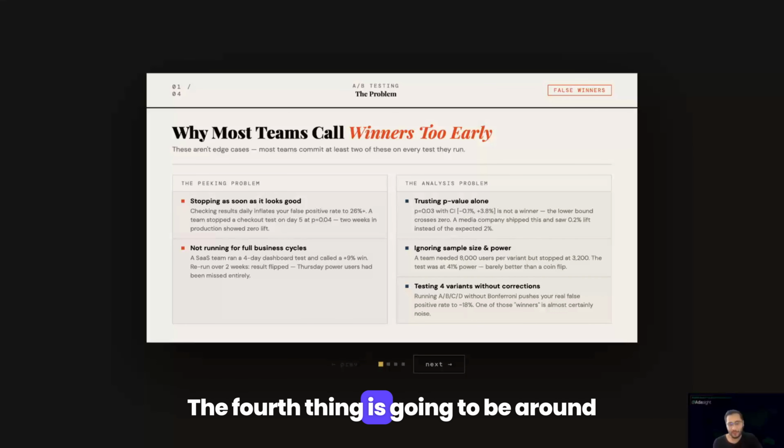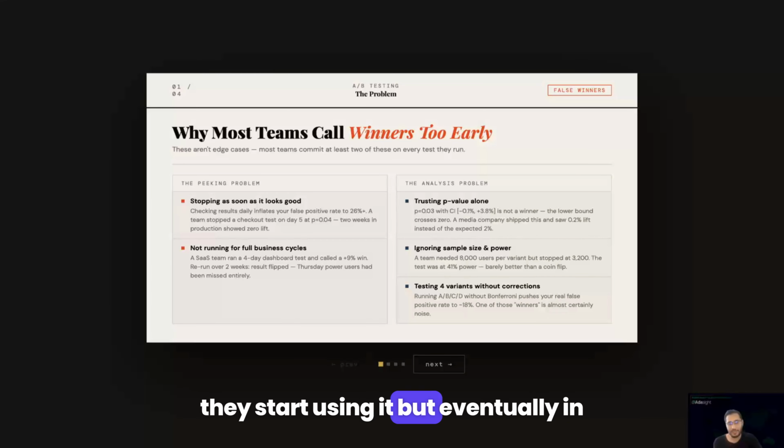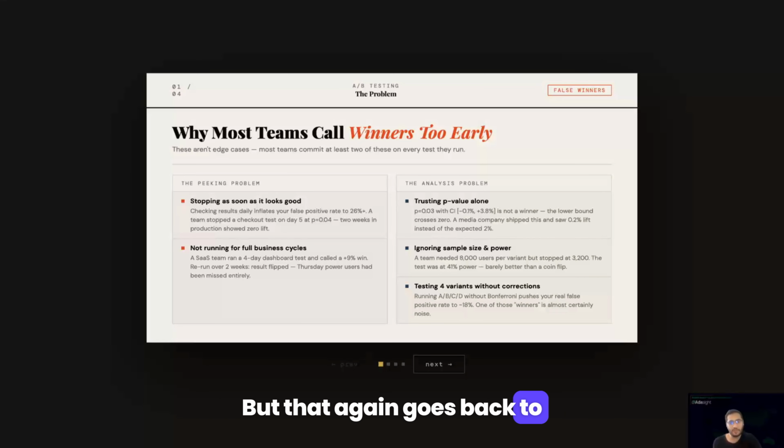So the fourth thing is going to be around checking for your novelty effects. A lot of the times when you have a variant, users might find it unique, they start using it, but eventually in the longer run, that would be a novelty effect and the net uplift is not there. So you have to make sure that you run the experiment long enough so that the novelty effect is not there. But that again goes back to hitting the target sample size, making sure that you are running your experiment for full business cycles so that you can evaluate your results accordingly.